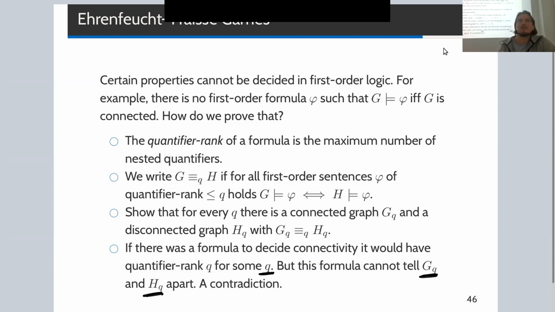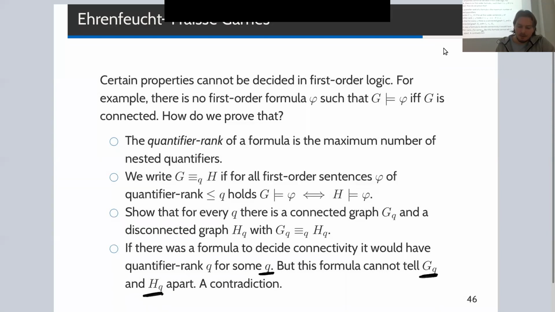So in particular, the formula we just assumed exists is either true on both or false on both of those graphs. But this is a contradiction, because we assumed that the formula is true on one graph and false on the other graph. So now we have a contradiction, and we know that first order logic cannot express connectivity.